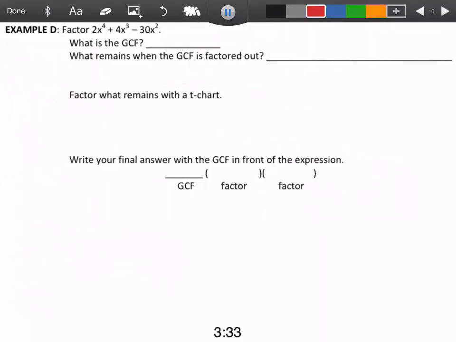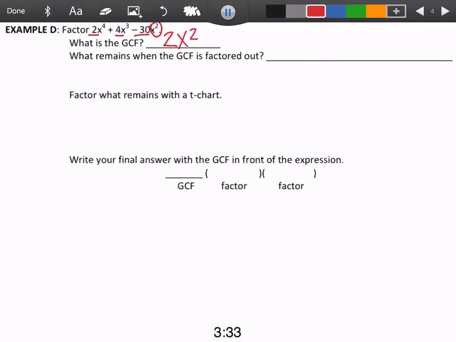One last example for today. All right, if you look at all of our numbers, you have 2, 4, and 30. They're all even. They're all divisible by 2 as well. So our GCF is 2. And then they also all have an x in them. So we're going to take the x with the lowest exponent, x squared.